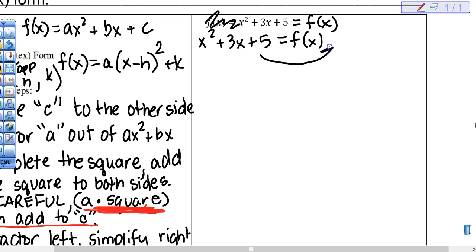Okay, so step 1 is to move our c term, our y-intercept, to the other side. So I'm going to take that over there. So x squared plus 3x, I'm going to leave its spot open so I can complete the square, minus 5. That's our first step. I'm going to underline step 1. So that process right there: subtract it off to the other side.